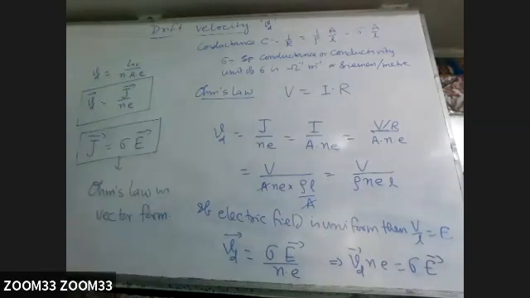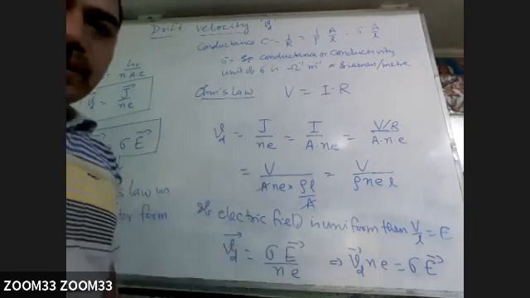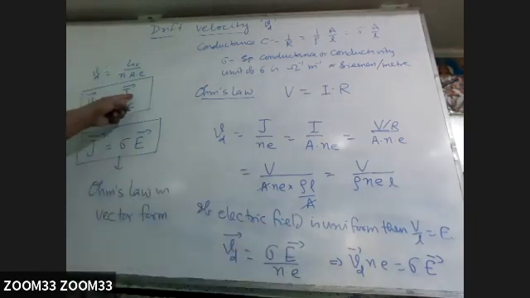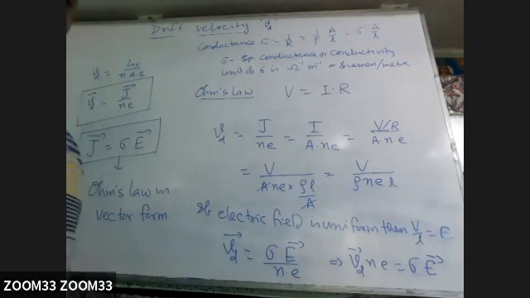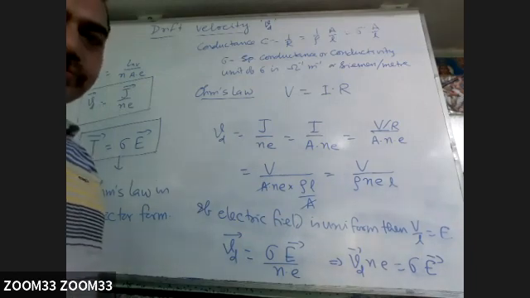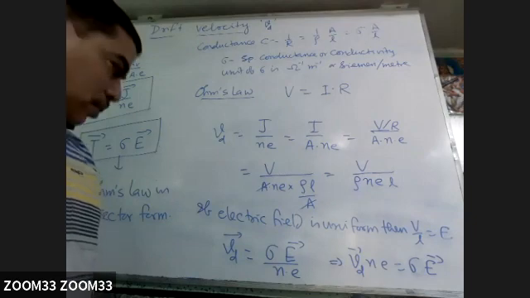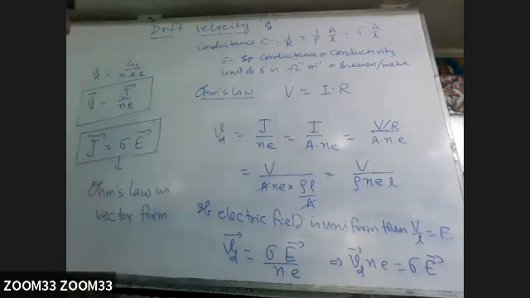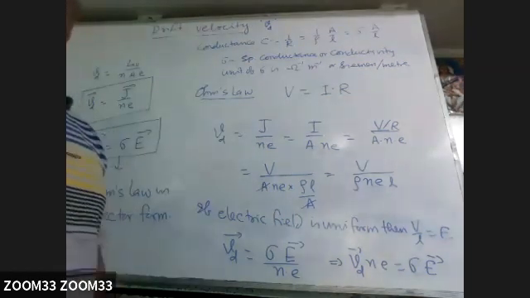So depending on what is asked, if current is the same and the area of cross section is doubled, naturally J will become less. J less means v_d will be less. Okay, so we'll leave up to here. These all relations you have to keep in mind while solving numericals.